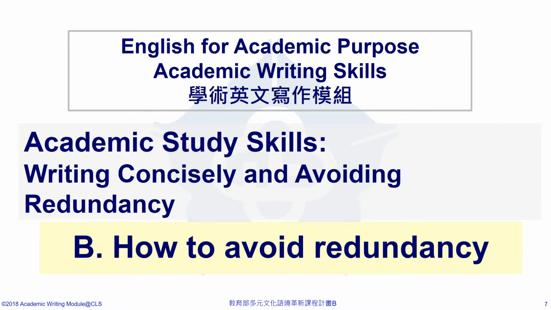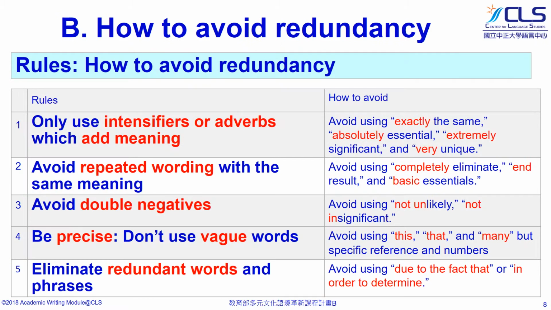Next, let's move on to learn some rules of avoiding redundancy. Here are 5 rules to avoid redundancy. First, only use intensifiers or adverbs which can add a meaning. Second, do not repeat the words with the same meaning. For example, we can remove the word end in end result because the word result indicates an end.